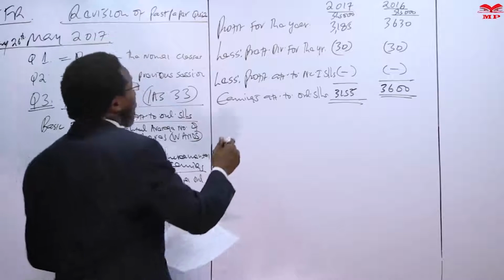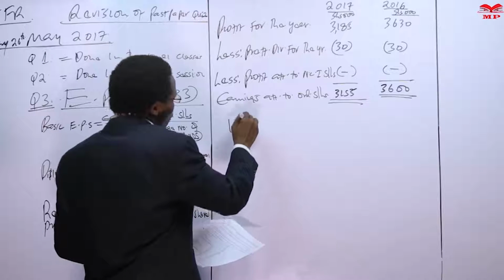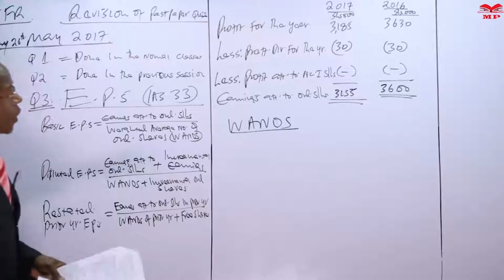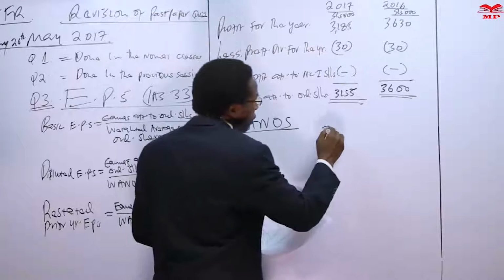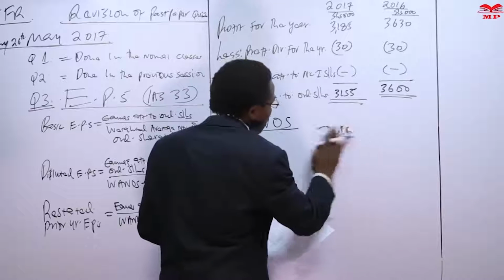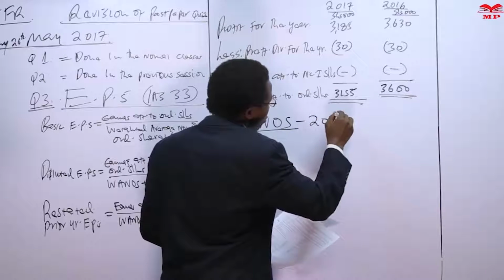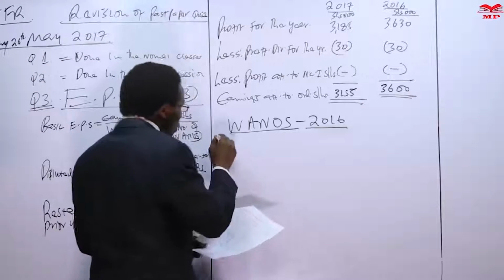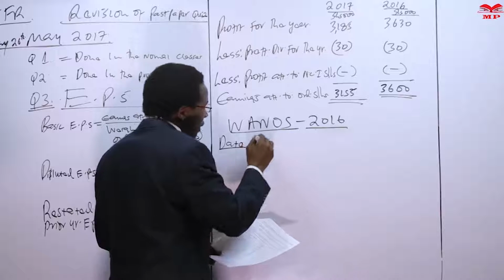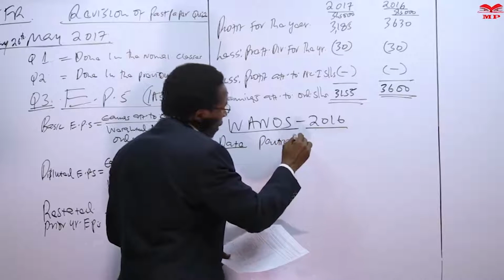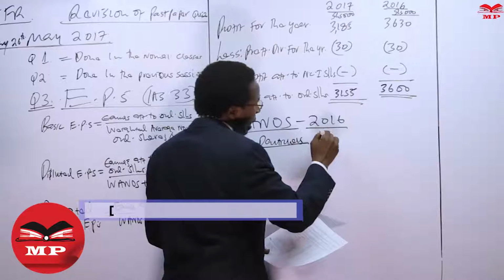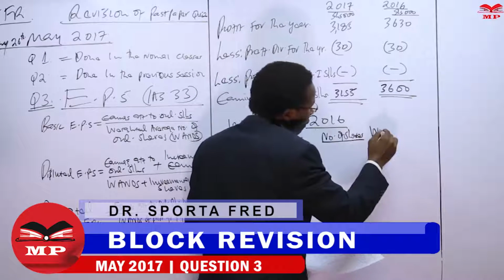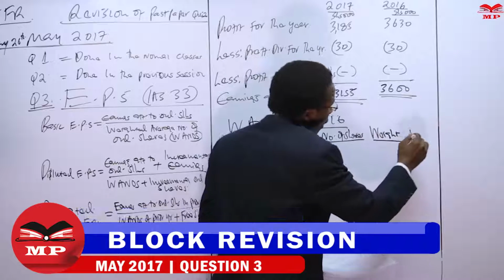Then we also look at the denominator, WANOS. We need to get the WANOS. Let me start with 2016. WANOS in 2016. So first and foremost, we have the date, the particulars, as we normally like doing it. Then we have the number of shares. Then we have the weight. And we have the WANOS.